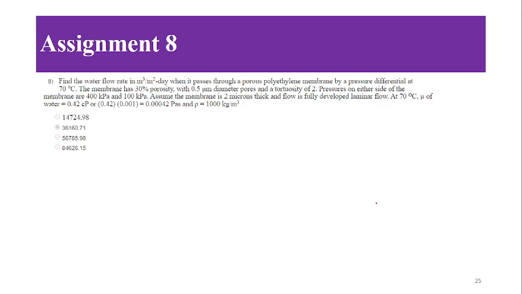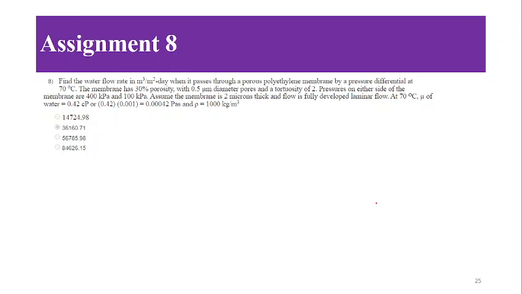In the assignment 8, the numerical question was to find the water flow rate in meter cube per meter square day when it passes through a porous polyethylene membrane by a pressure differential at 70 degrees Celsius. The membrane has 30% porosity with 0.5 micrometer diameter pores and a tortuosity of 2. Pressures on either side of the membrane are 400 kilopascal and 100 kilopascal. Assume the membrane is 2 microns thick and flow is fully developed laminar flow.